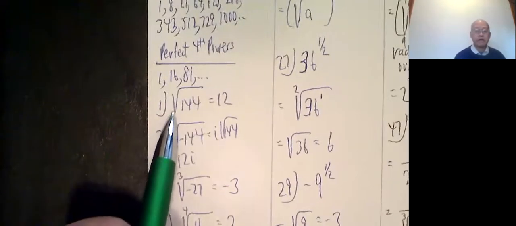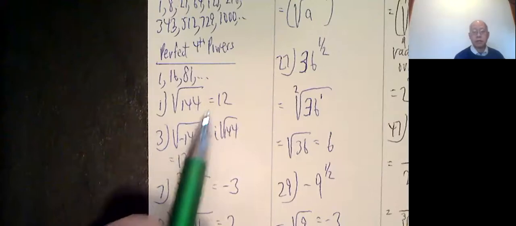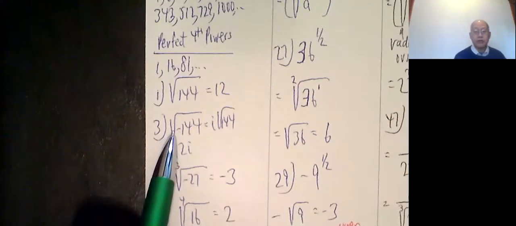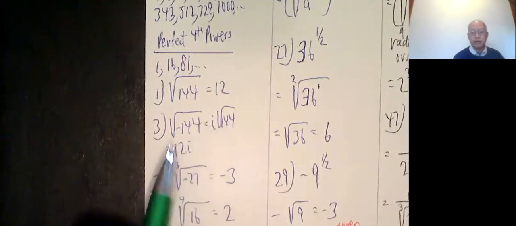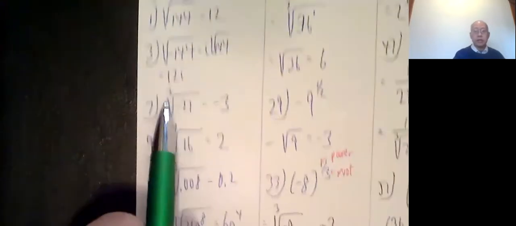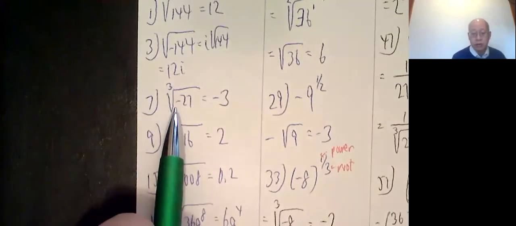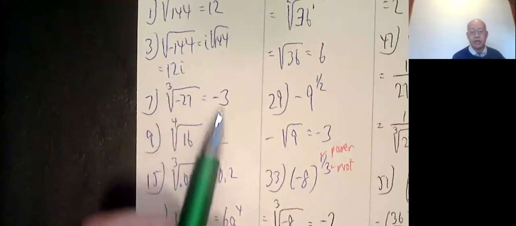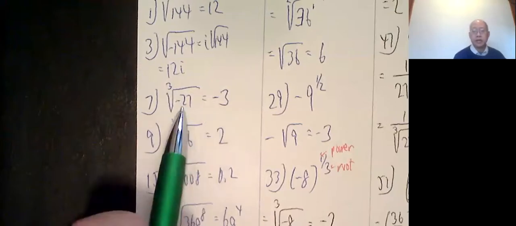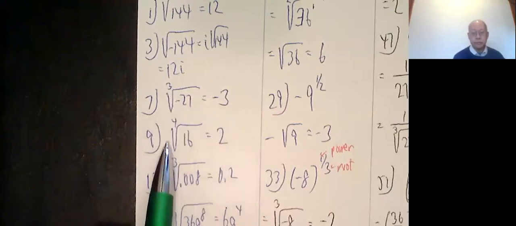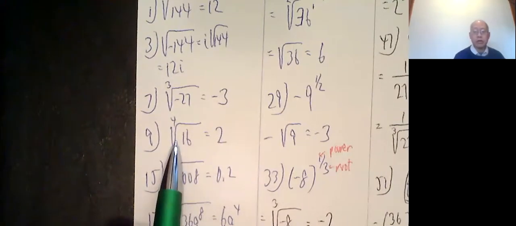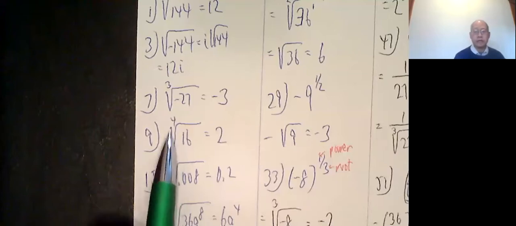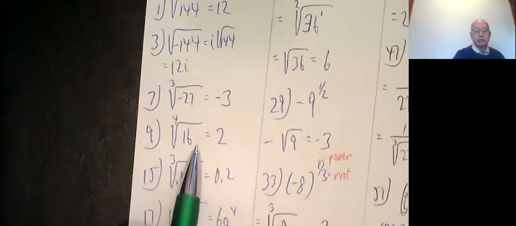Number 1, square root of 144, 12. Square root of negative 144: the minus sign comes outside and stands up as an i, and square root of 144 is 12, so 12i. Now, you can take the cube root of a negative number. It'll be negative. The cube root of negative 27 is negative 3, because negative 3 cubed is negative 27. Fourth root of 16 is 2, because 2 to the fourth power, 2 times 2 times 2 times 2, is 16.